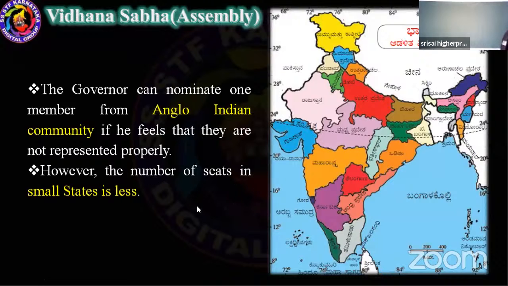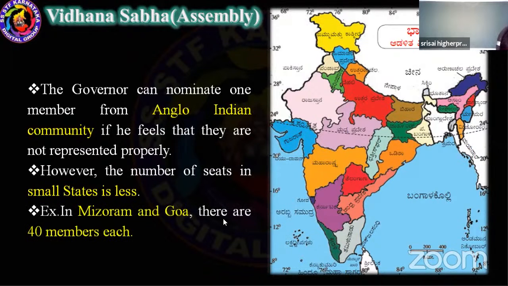However, the number of seats in a small state is less, in Goa, Sikkim, and other states. So they are very small. Here the number is less than 60. Goa has only 40 MLAs. For example, Mizoram and Goa, these two, have only 40 members.